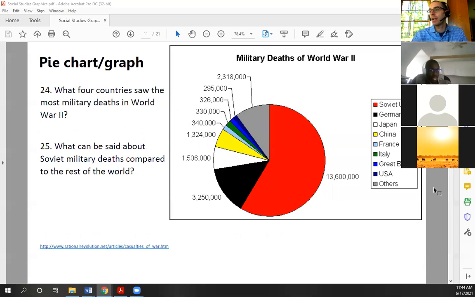Okay, pie chart or a pie graph. This is really common. We've seen these before. Let's look at the title, Military Deaths of World War II. And we see the countries, right? Soviet Union, Germany, Japan, China, France. And this is just numbers of military deaths.